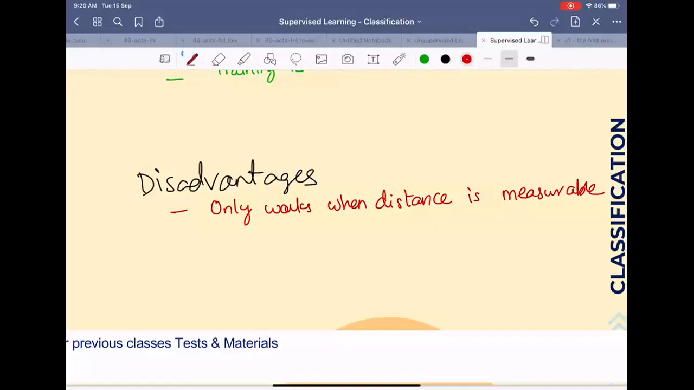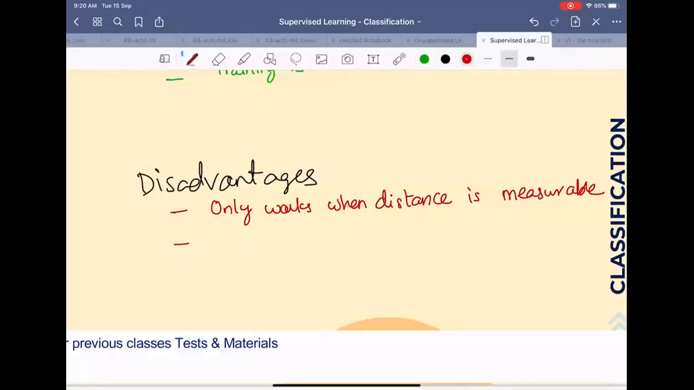So generally, when we talk about conceptual ideas, then KNN fails miserably because there is no way of evaluating distance between concepts. When they are numbers or numerical values, it is easy to evaluate distance, but in other cases, it becomes difficult. So that is one of the disadvantages of KNN.